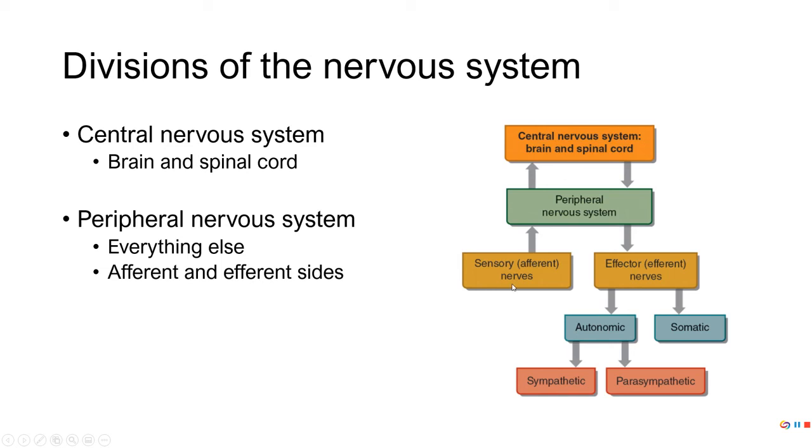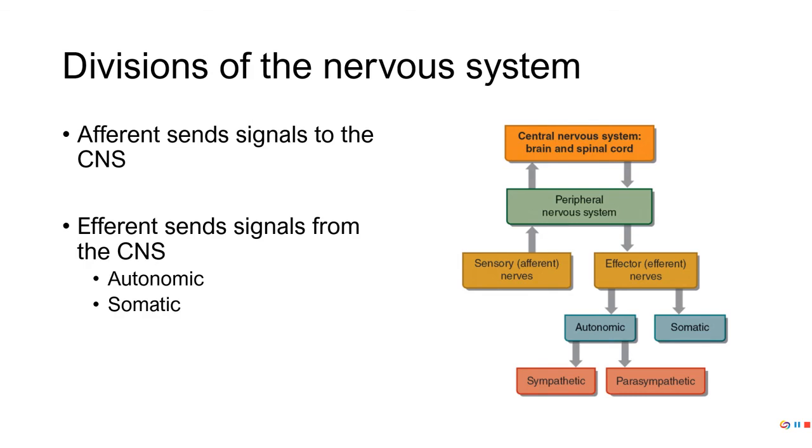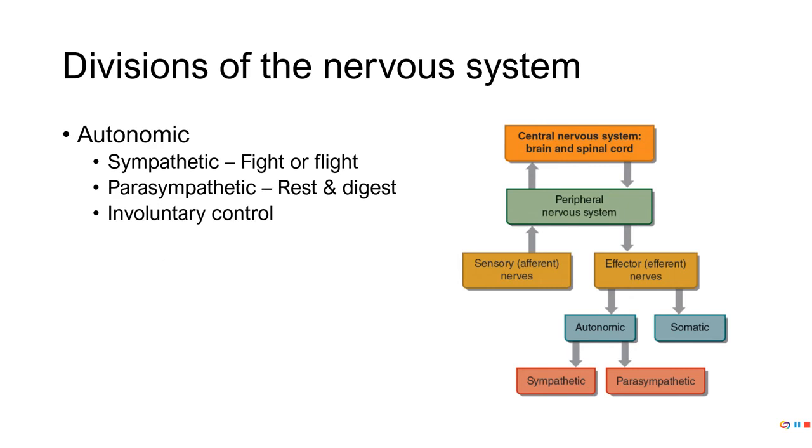And remember that afferent means we're sending signals to the brain, efferent means that we're sending signals away from the brain. And then we can subdivide the efferent side one more time into the autonomic and the somatic nervous systems. With the autonomic, this is the sympathetic and parasympathetic nervous systems. This is your fight or flight if it's the sympathetic side, or your rest and digest if it's the parasympathetic side. This is the part of the nervous system that you have no control over.